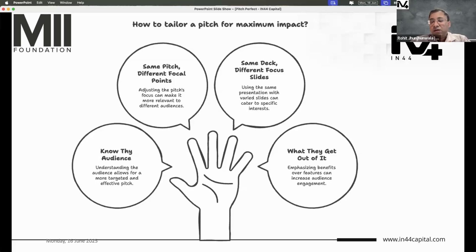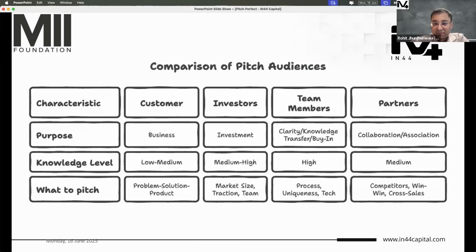So you need to understand whom you're pitching to. Based on that, your pitching will change. It cannot be the same pitch for everyone, right? So be a bit careful about whom you're pitching to and emphasize those areas as well. So this is how you tailor a pitch for maximum impact.